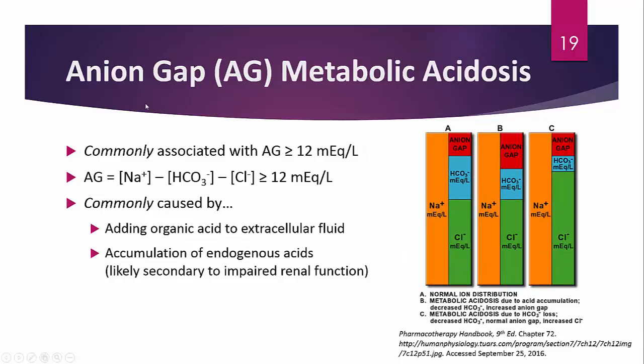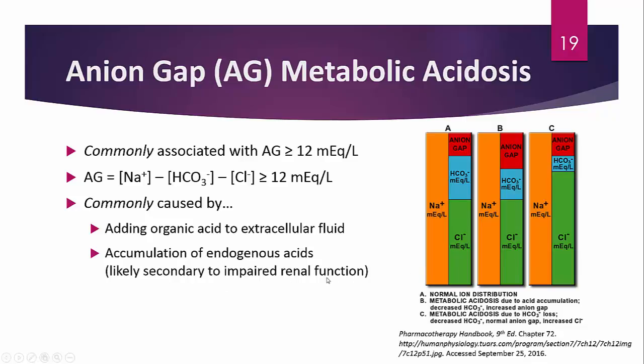Now we'll talk about anion gap, or AG, metabolic acidosis. This is commonly associated with an anion gap level of at least 12 milliequivalents per liter. So ideally we want that anion gap to be at least 12 or more. It's commonly caused by additions of organic acids to extracellular fluid or accumulation of endogenous acids, and that's likely secondary to impaired renal function.